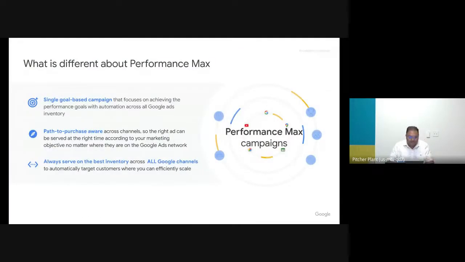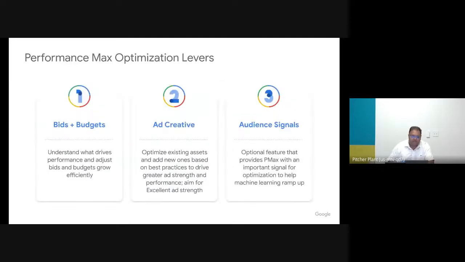If you're here, then you already have probably launched a Performance Max campaign. And while Performance Max is a great way to target all our Google Ads inventory in a single goal-based campaign, we also know that such a new type of campaign is not always clear what we should be doing after you launch to make sure you're getting as much as you can get from Performance Max.